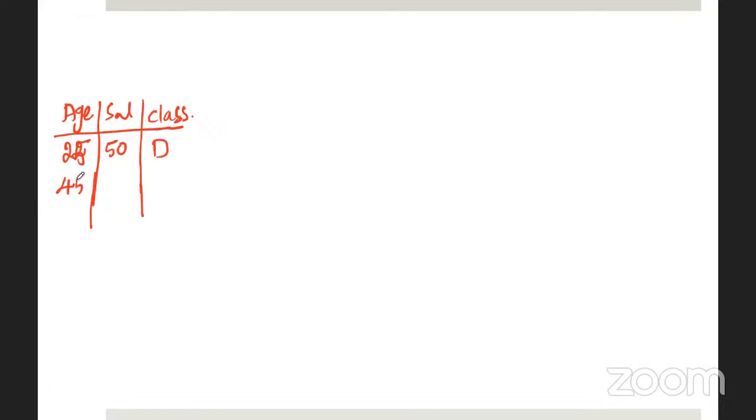25 years, 50K, and the class variable is defaulter. Then we have 45 years, 200K, not a defaulter. Then 30 years and 65K, defaulter. 50 years, 250K, not a defaulter. I hope you know what a defaulter is. A person who has availed a loan or credit card from a bank and doesn't pay all the EMIs, the bank would term them a defaulter. Not a defaulter means all the EMIs have been paid promptly and completely. So that is the demarcation.